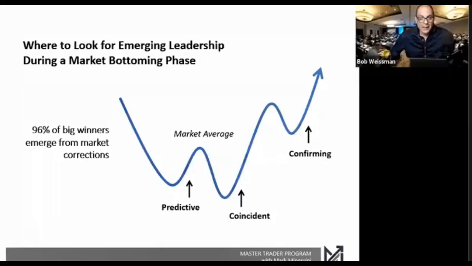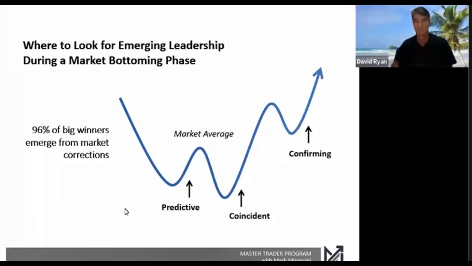The fact is many of these leaders will start to emerge even before the market sometimes makes its low in a bear market. Now, this is what I call predictive. That's the first spot that you are going to be looking for a market leader. That's after the market's come off and it's corrected. Maybe it made one or two legs down, starts coming off the lows and turning up.